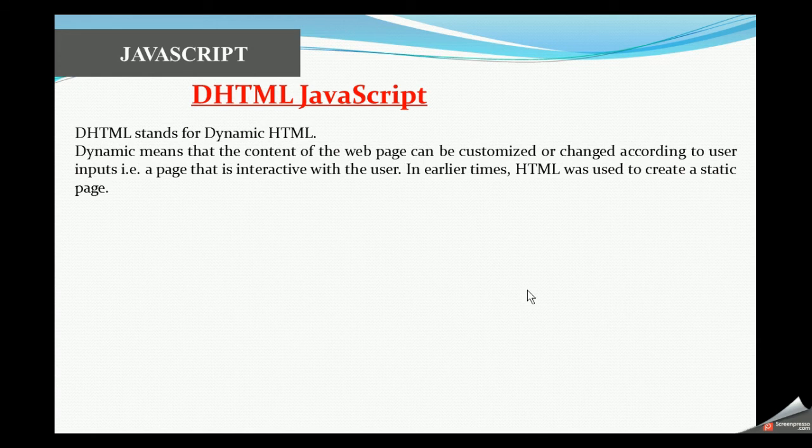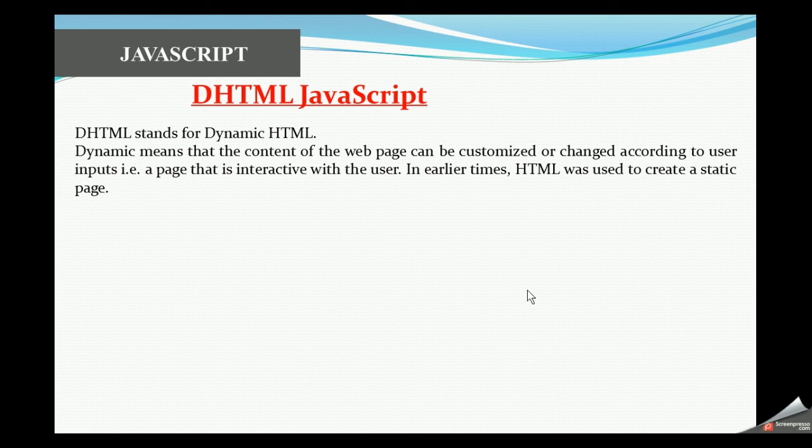Now what is dynamic HTML? Till now you have studied what JavaScript is, what the different data types used in JavaScript are, how JavaScript code is written, what the different JavaScript functions and operators are, and then what a JavaScript object is. Now one more thing that you must see is DHTML.